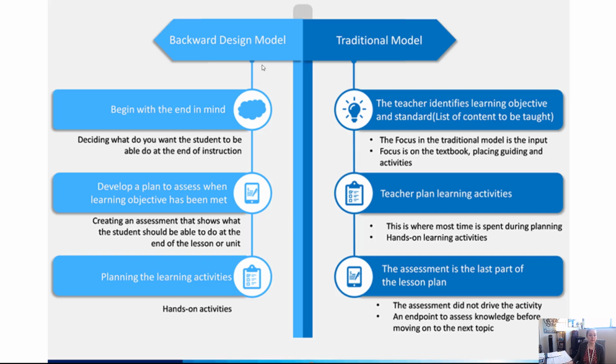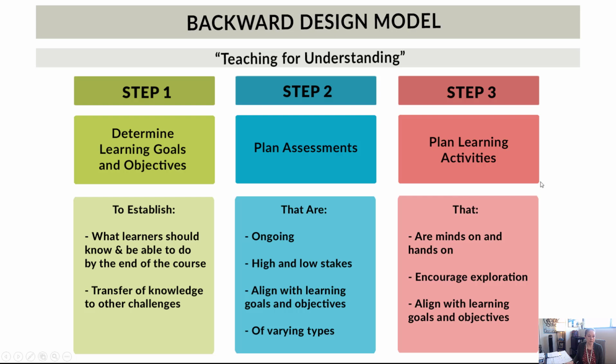So to give you a little bit more in terms of the backward design model, these are the 3 steps. And so we're starting with step 1 in this module, which is determining your learning goals and objectives. What is it that you want your students to know? Step 2, which is what we'll do next module, is how are we going to plan those assessments? What are those assessments going to look like?